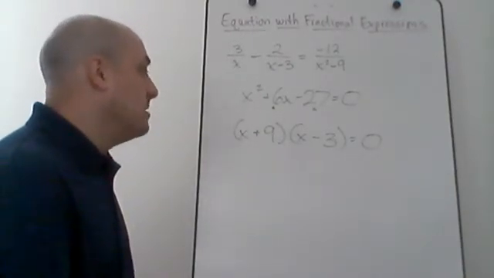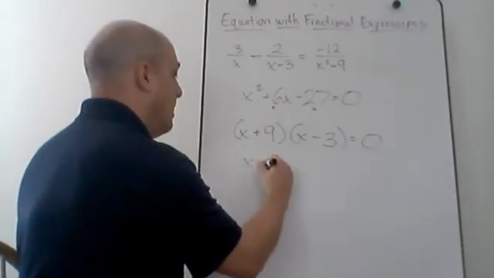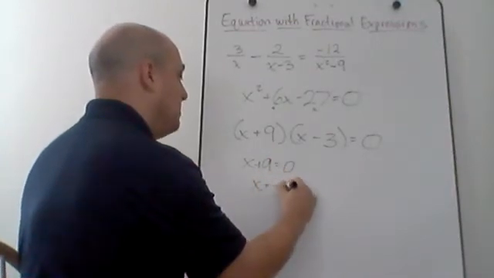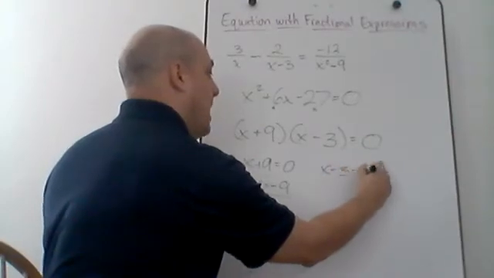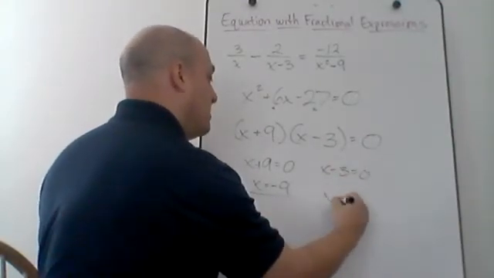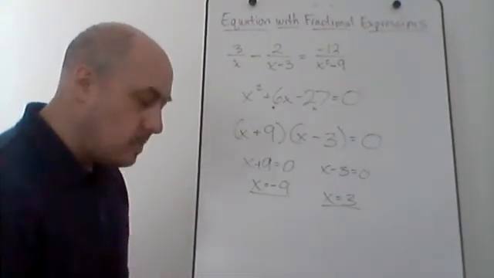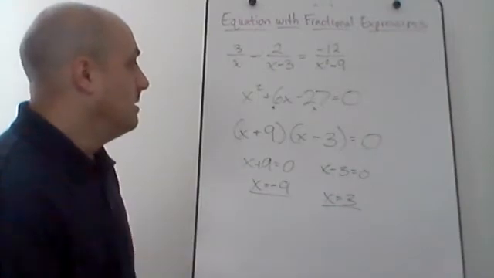And now that we factor this, we can go ahead and solve by separating our factors. All right, so x plus 9 equals 0. When I subtract 9 on both sides, I get x equals negative 9 as a solution. And my other factor, x minus 3 equals 0. When I add 3 to the other side, I get x equals positive 3 as another solution. All right, so I end up with 2 solutions to this equation.